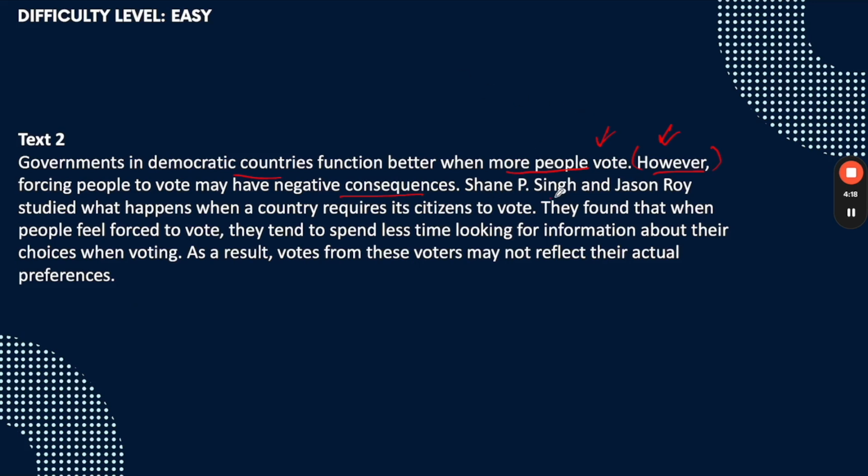Okay, here we have those two people that were mentioned in the question stem. Singh and Roy studied. Now, this is where I have to pay extra attention to what their opinion is, right?